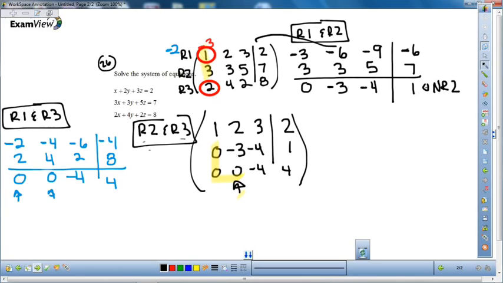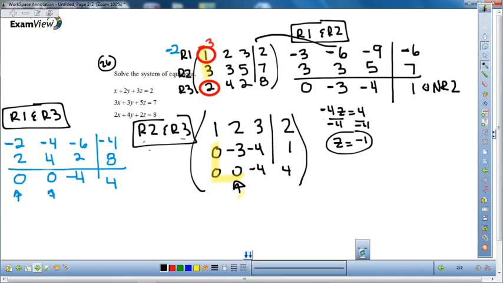Okay, so we're going to solve this. So we're going to have negative 4z is equal to 4. So we're going to divide by negative 4. So z is equal to negative 1.